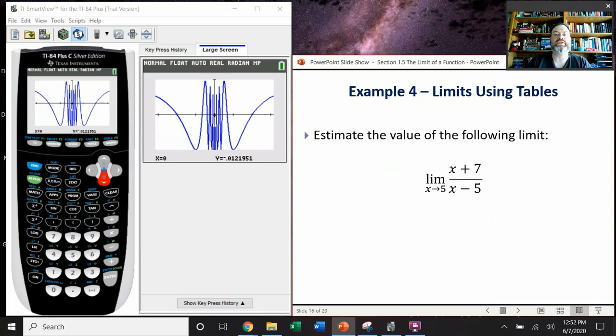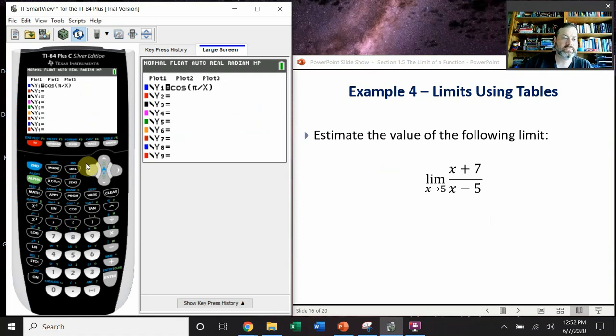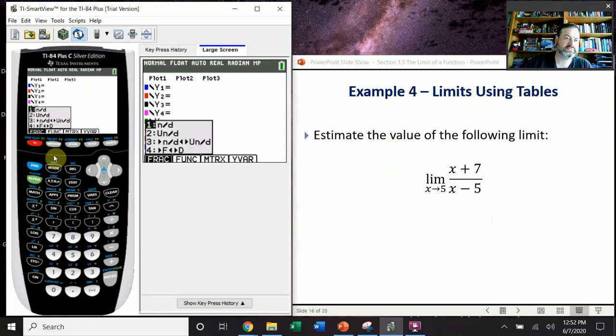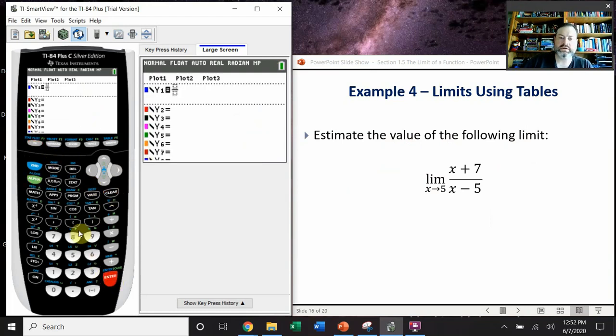So we're going to just do another one of these, right? We're going to put this in our graphing calculator. We're just going to do the same thing and see what happens. And we're going to estimate the value of the following limit. So just type everything in, just the way it looks. So let me clear this out. So we have x plus 7 over x minus 5. Okay, and we want to get closer and closer to 5.